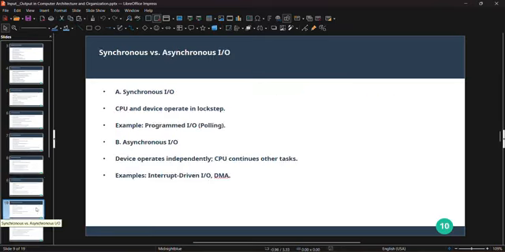Now, synchronous versus asynchronous input output. Synchronous versus asynchronous input output. Now let's look at what synchronous input output is. So for synchronous input output, the CPU and device operate in lockstep.